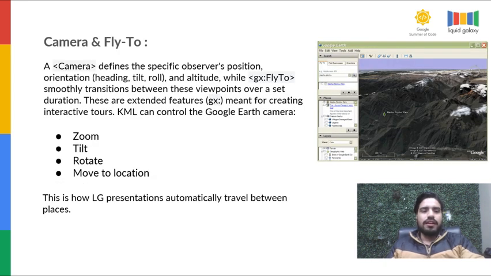The next tags are camera and fly to. A camera defines the specific observer position, orientation, and altitude, while fly to smoothly transitions between these viewpoints over a set duration. Let's understand these tags with an example. Basically, the camera tag helps to specify the zoom, how much zoom we require to view that location. We also set the tilt, rotation, orientation, and the camera positions. And with the help of fly to, it actually displays that location.